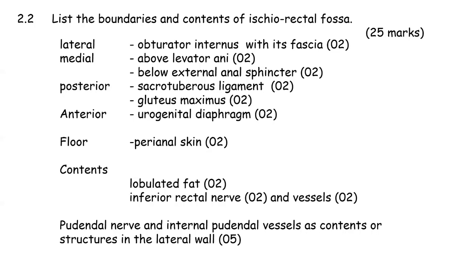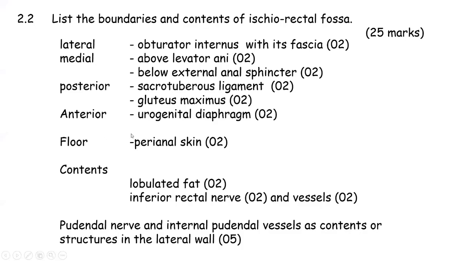Posteriorly, you have the sacrotuberous ligament and gluteus maximus. Any reasonable relation posteriorly would also be accepted here. And the most important things have to be mentioned. Anteriorly, you have the urogenital diaphragm, and the floor is the perianal skin, right?